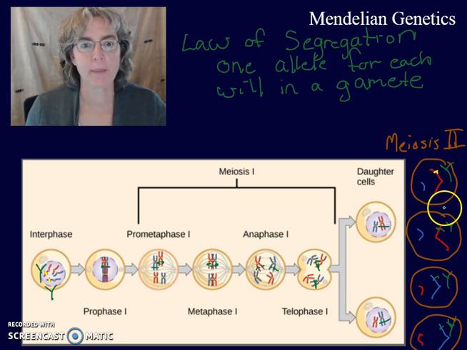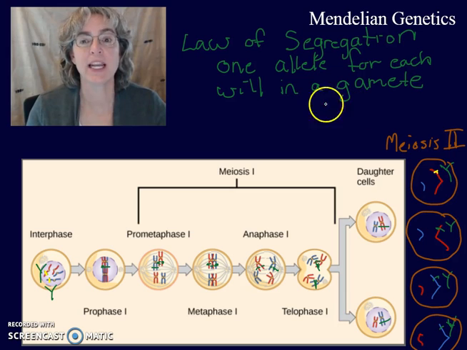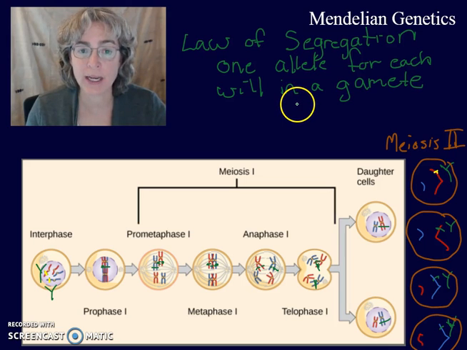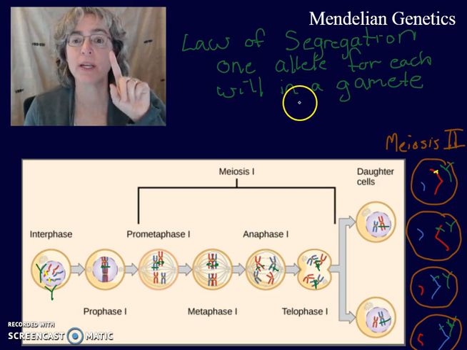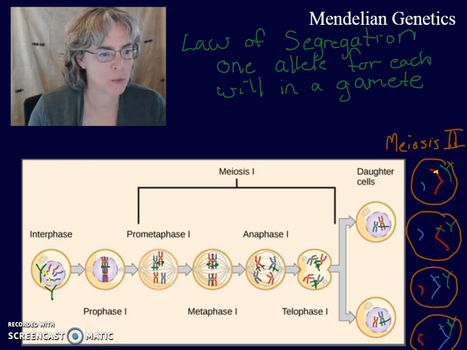So what happens then when we have 2 traits that we're looking at? Then we need 2 alleles in each gamete, so one allele for each trait. We've got 2 traits, so we need to have 2 alleles. So let's take a look at that, see what that looks like.